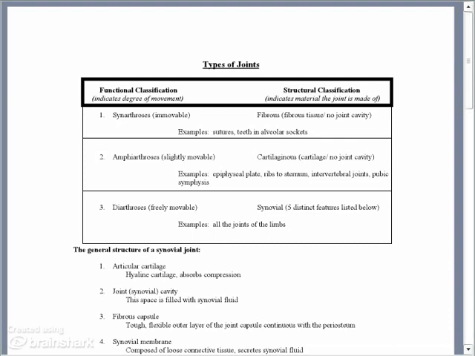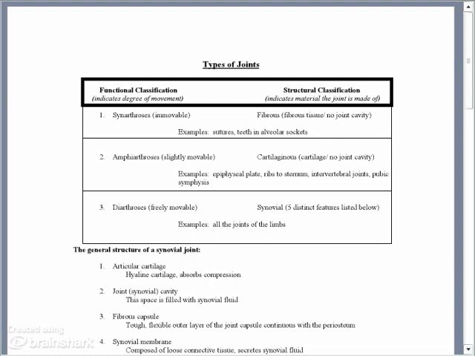Outside of that synovial membrane, you see a fibrous capsule. That fibrous capsule is enclosing the joint. It is made of dense connective tissue or regular connective tissue, and it is on the outside of the synovial membrane. It is continuous with the periosteum. And remember, the periosteum is the outer connective tissue covering around the outside of long bones. So that periosteum is continuous with that fibrous capsule, which encloses that joint.